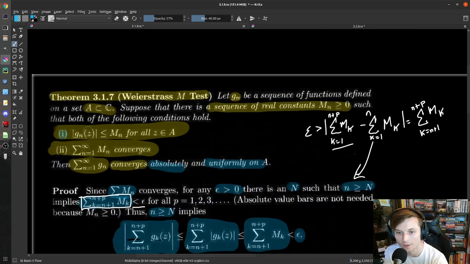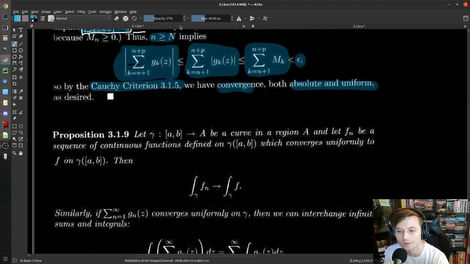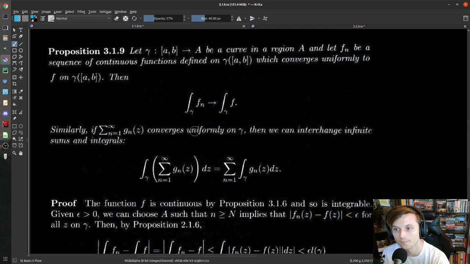Basically, if you can bound the terms of your series, these functions, with real constants so that the series of those constants converges, then you can get absolute and uniform convergence. Kind of nice. Okay, now on to something involving contour integrals, which have played a very central role in everything we've done so far in this class.